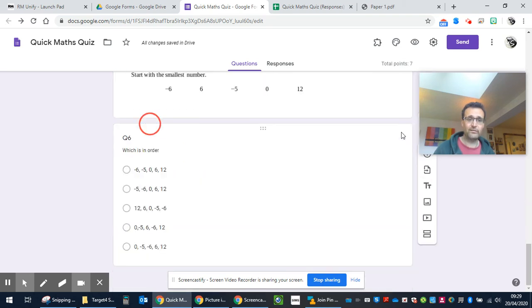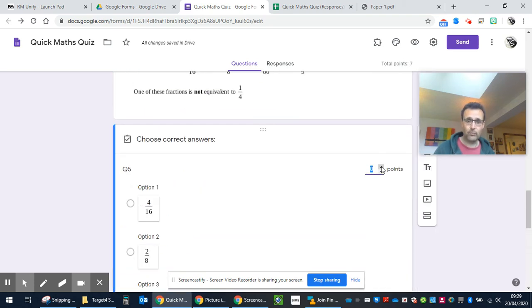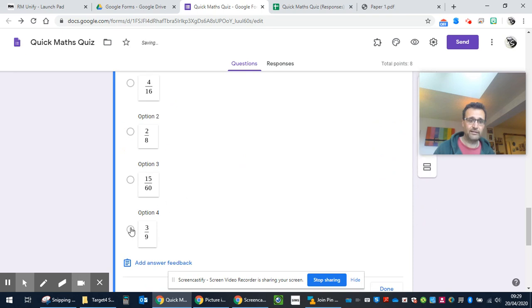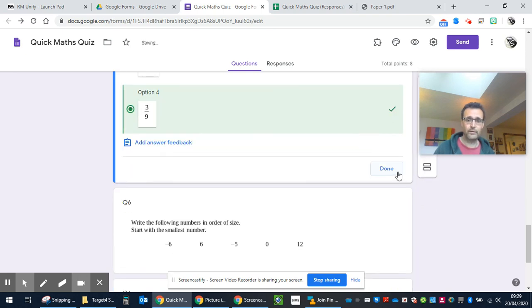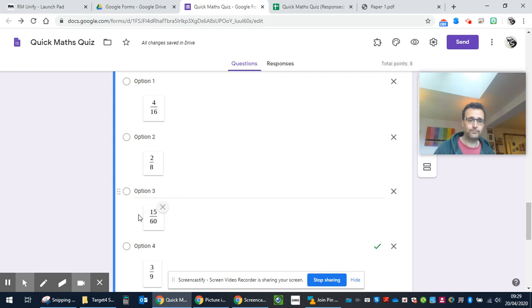And then finally, which is not equivalent here? So I'm going to go answer key and 1 point, and the correct answer is 3/9. Done.